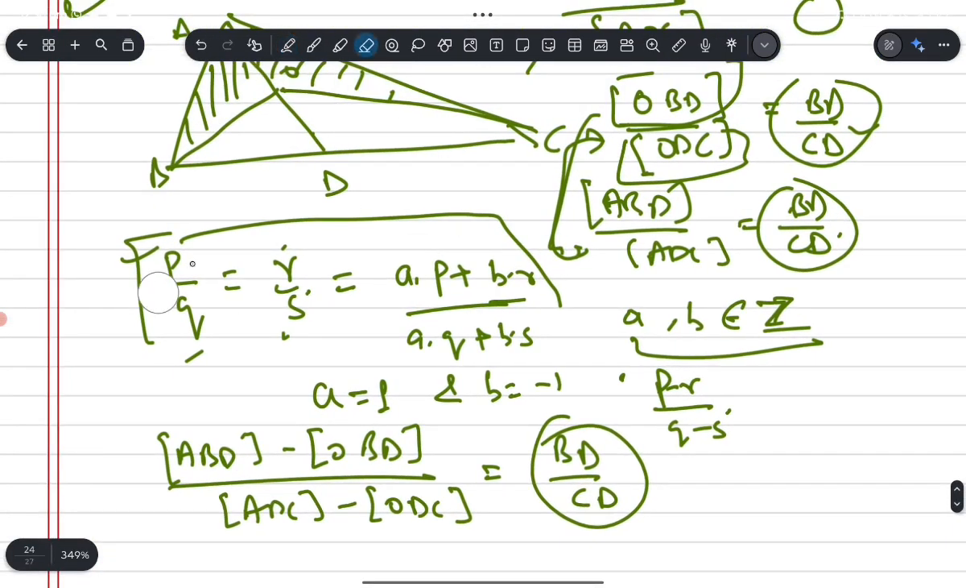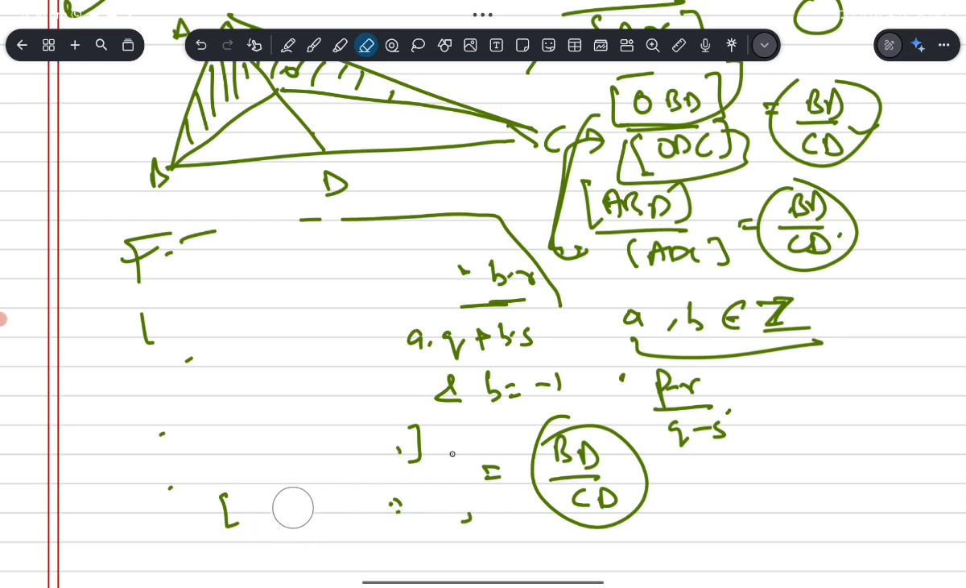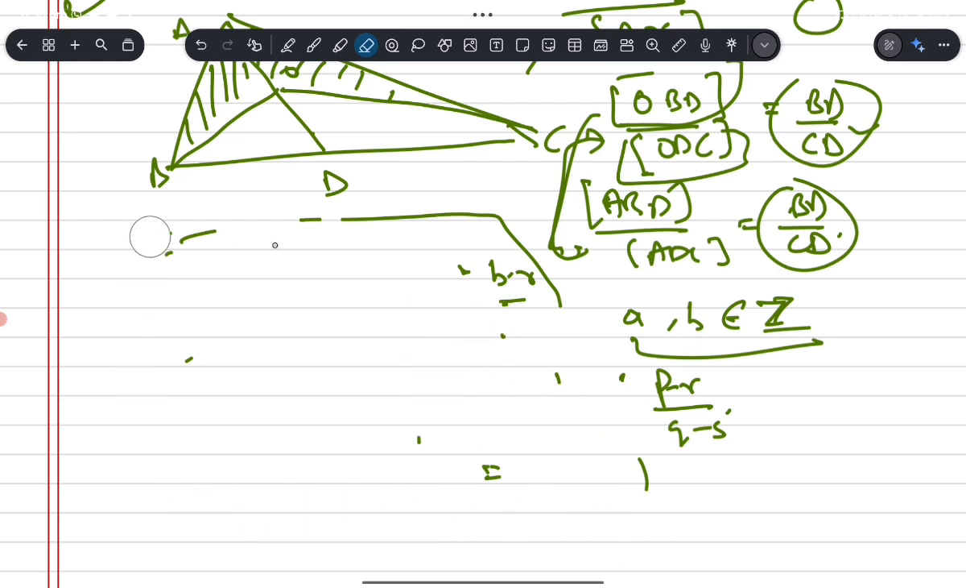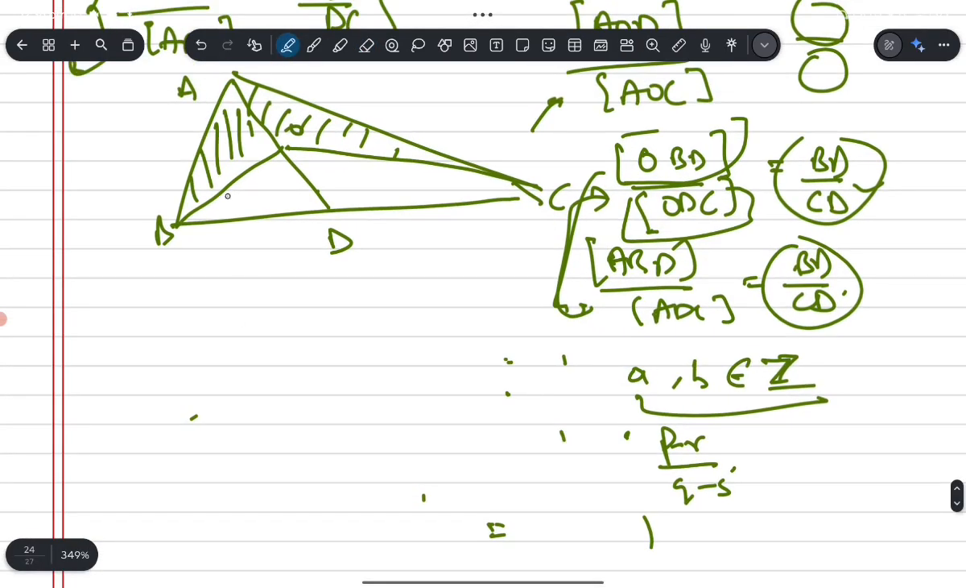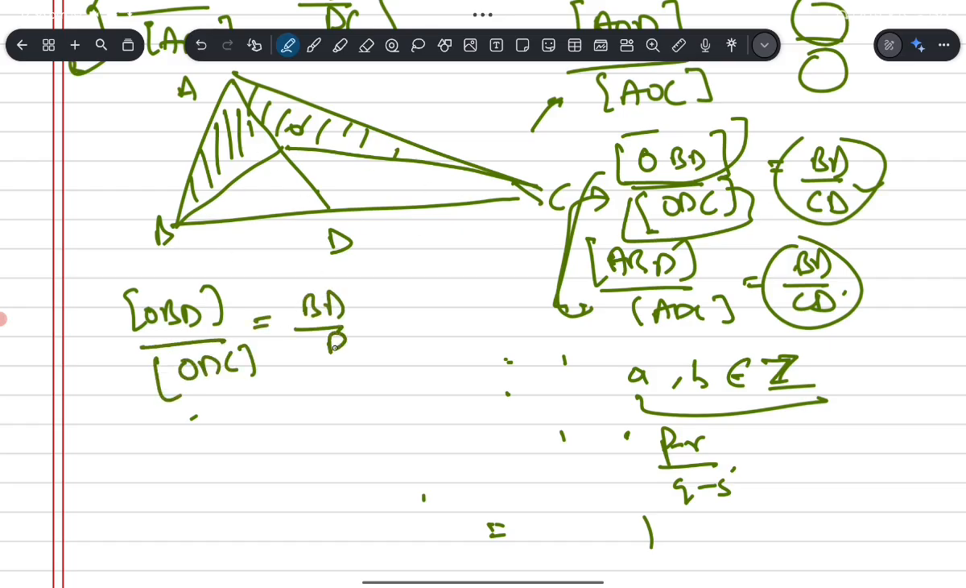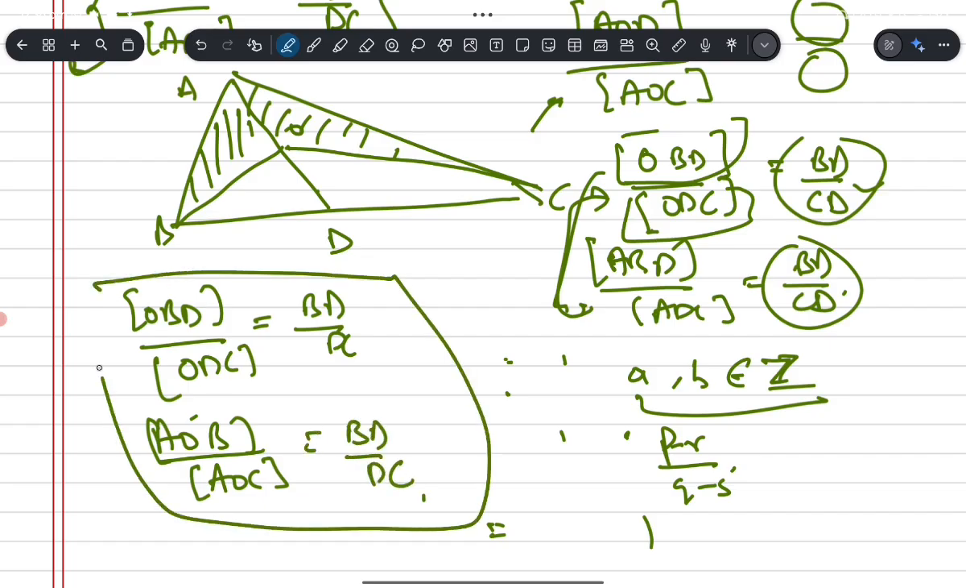Let me just erase this. I want you to note this down as a lemma, as an area lemma. From this triangle, we have OBD by ODC to be BD by DC. Also, AOB by AOC. This is also going to be BD by DC. So these are the two things. So remember this configuration as well. This you'll be using a lot in area problems. This will be helping you in all those sorts of problems.